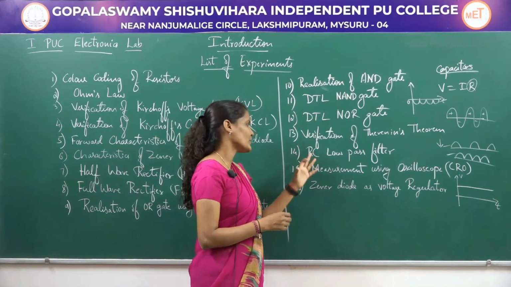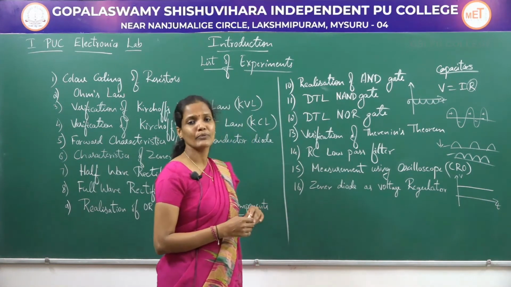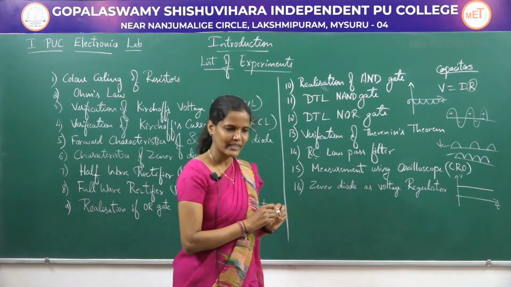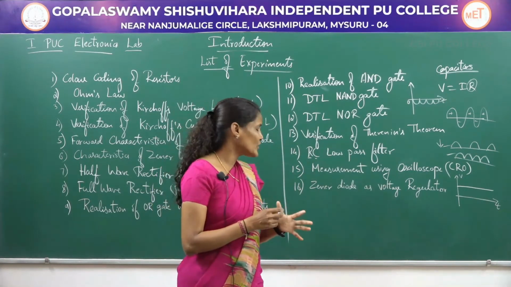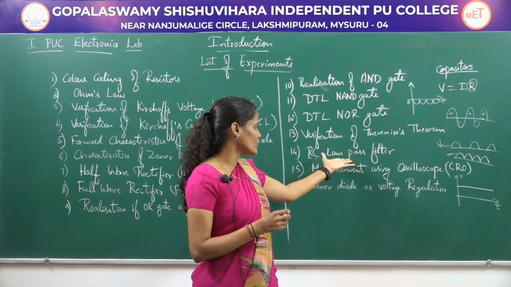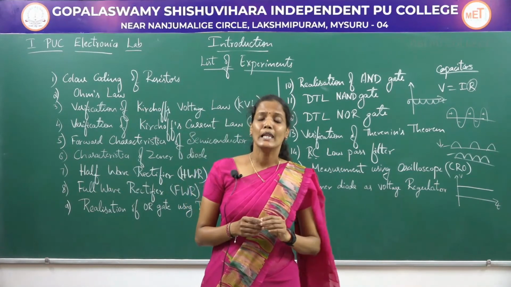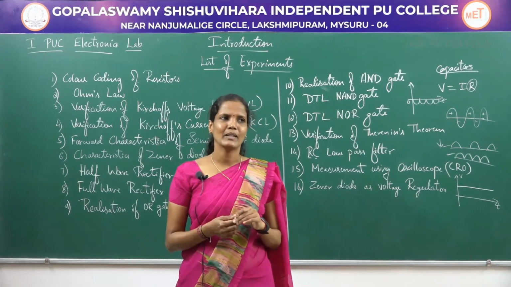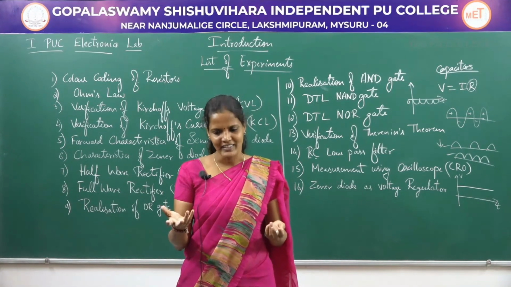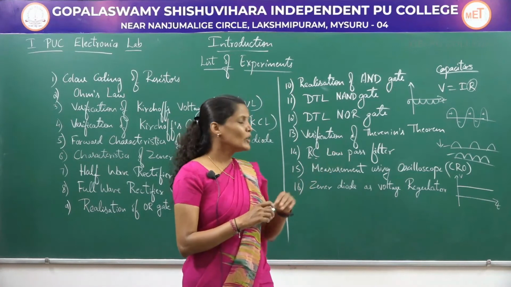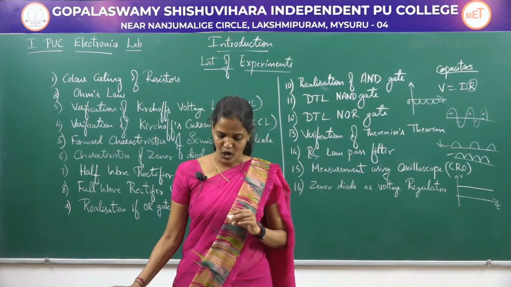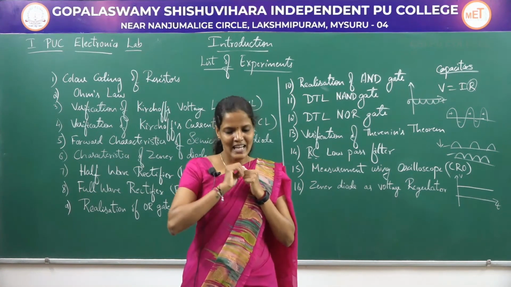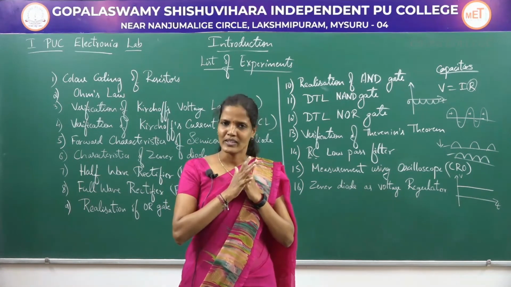Coming to this 14th experiment, that is RC low pass filter. Here R stands for resistor and C stands for capacitor. So with the help of these two components, we are going to design a circuit called a low pass filter. What do you mean by filter? Filter is nothing but it removes the unwanted things. So here in the RC low pass filter, with the help of these two components, we are going to capture some desired frequency signals, removing the undesired frequency signals.